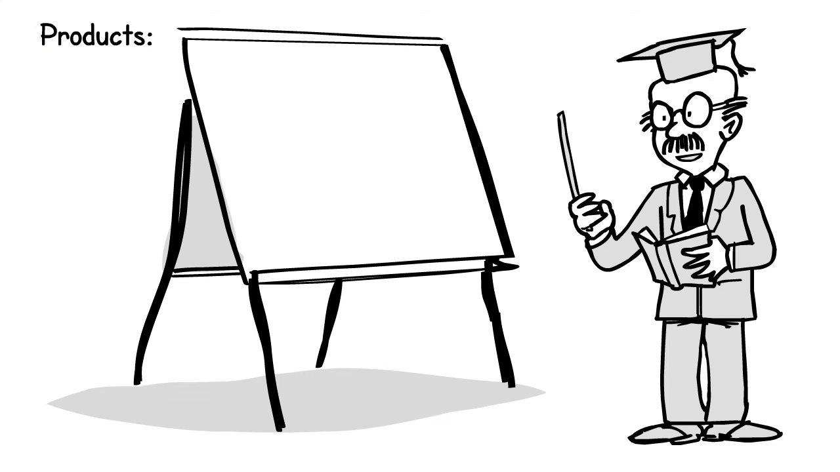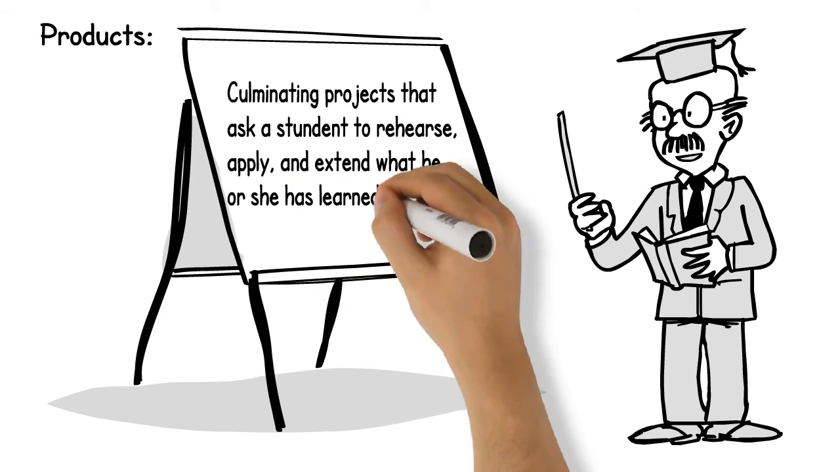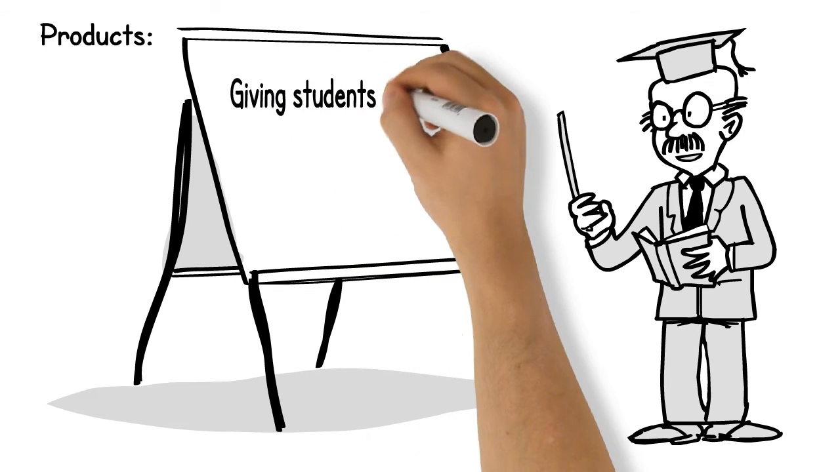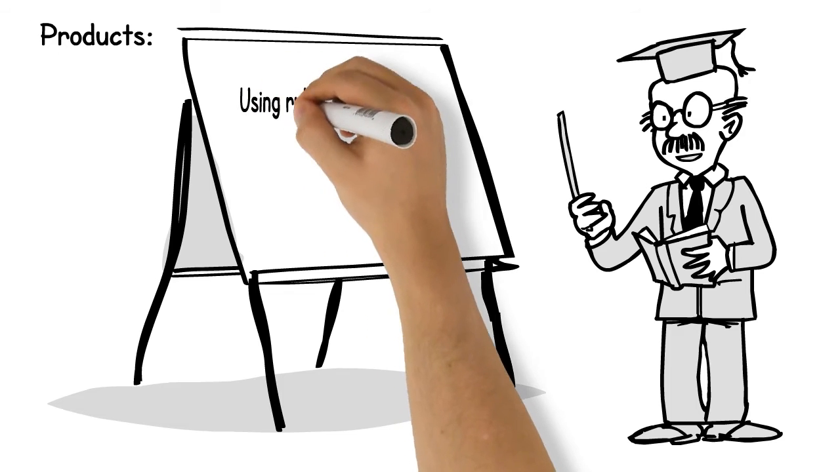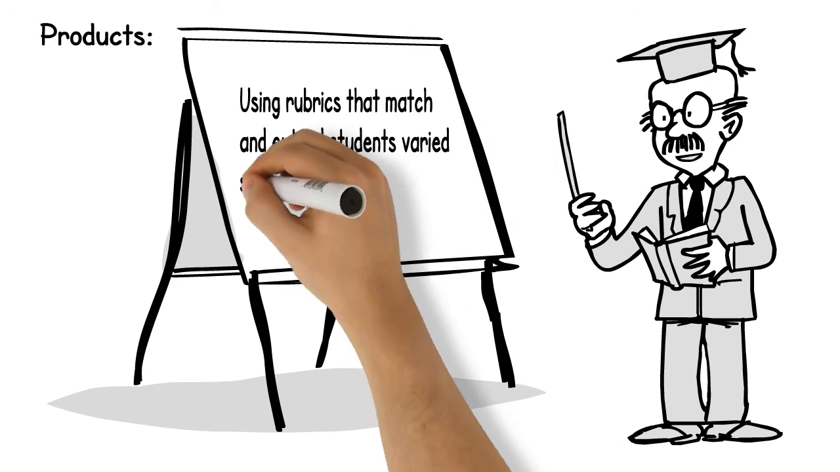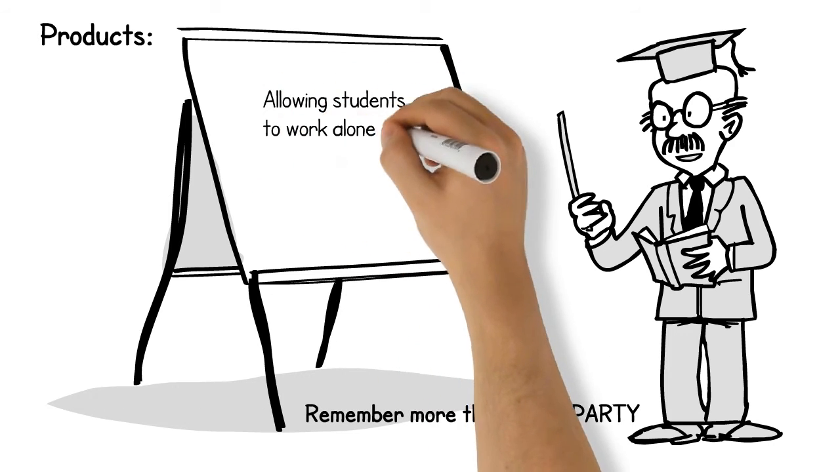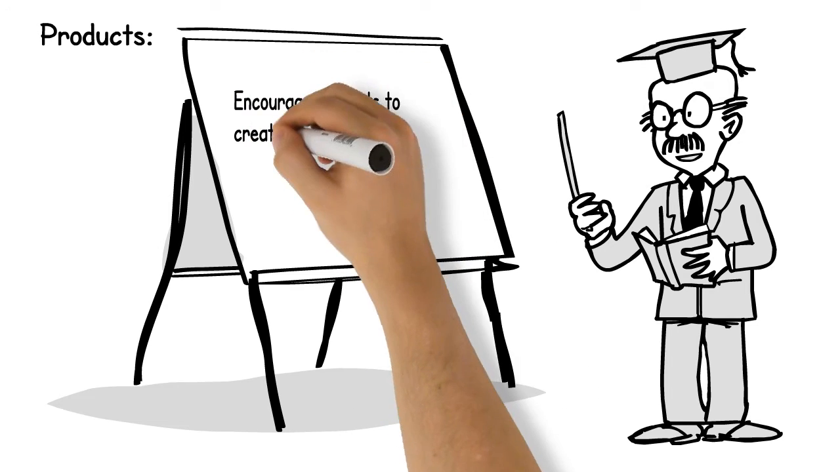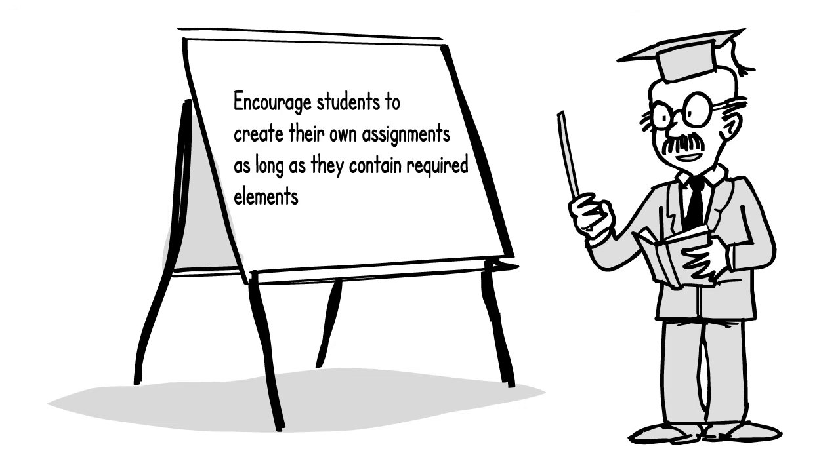Products: culminating projects that ask the student to rehearse, apply, and extend what he or she learned in a unit. Examples of differentiating products include giving students options of how to express required learning, using rubrics that match and extend students' varied skill levels, allowing students to work alone or in small groups on their products, and encouraging students to create their own product assignments as long as the assignments contain required elements.